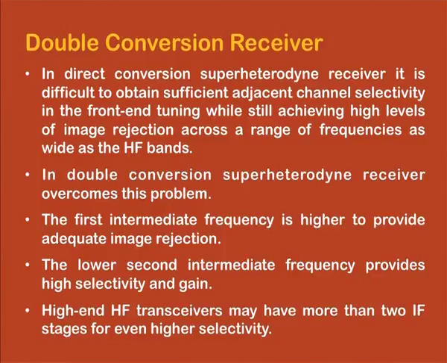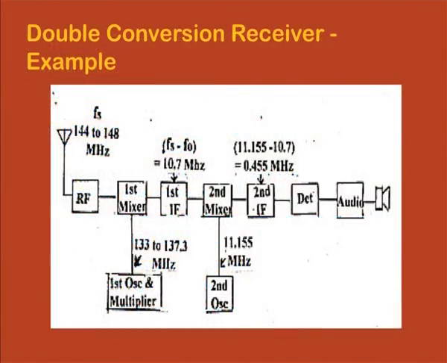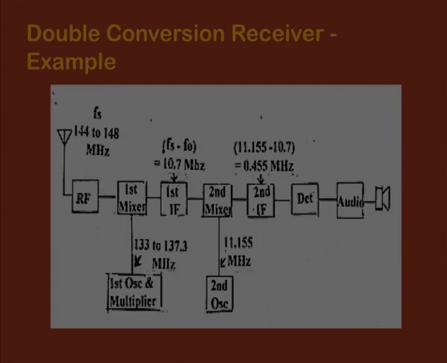High frequency receivers have more than 2 stages for even higher selectivity and image rejection. In the next slide, we see one example of a double conversion receiver. This is typically used for FM kind of transmissions. So, we have a signal frequency from 144 to 148 megahertz. The first IF is at 10.7 megahertz, which is the standard for FM transmissions, and then the second stage is 455 kilohertz, and this will allow us to have better image frequency rejection as well as better selectivity.